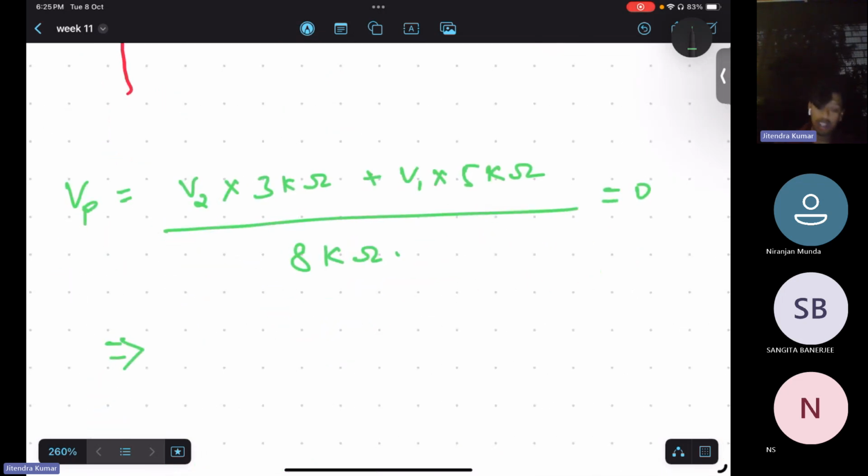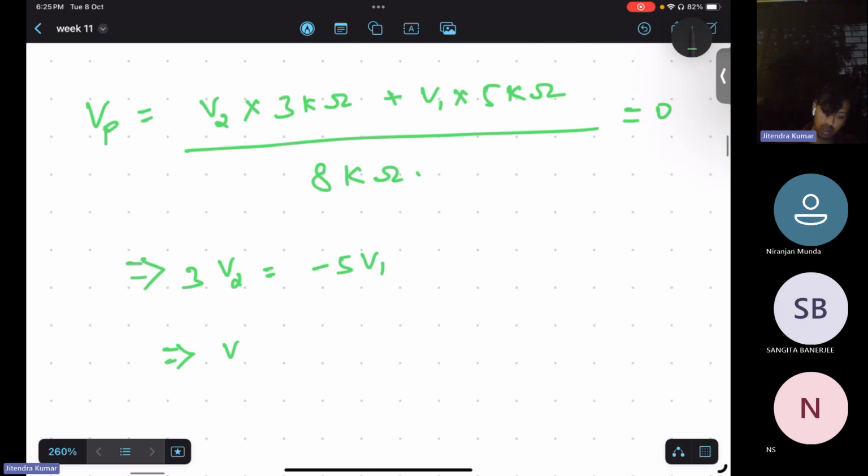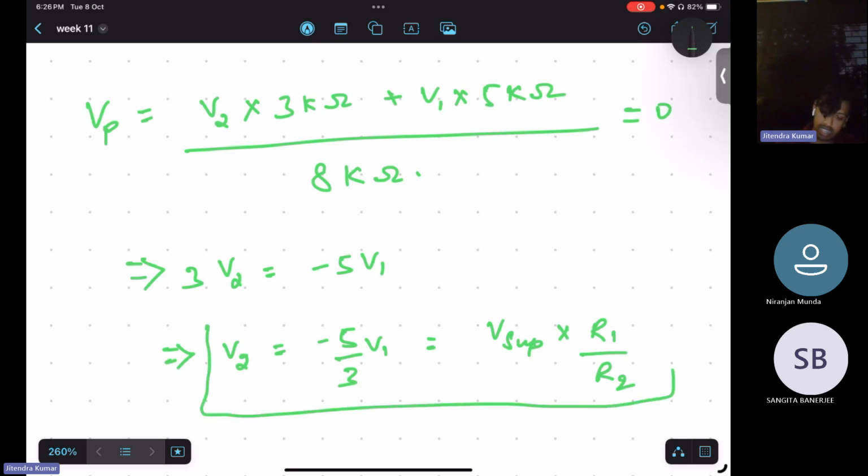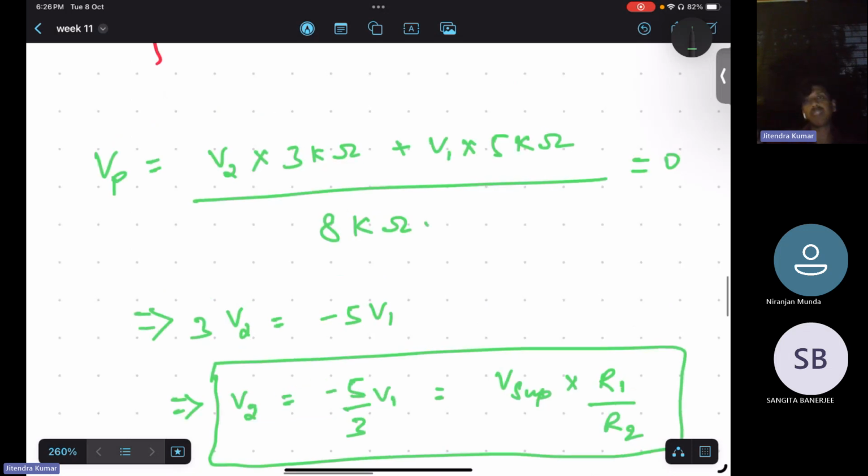And we are going to find out the value of V2 in terms of V1. 3V2 is equal to minus 5V1. So V2 is equal to minus 5 by 3 V1. It also has one expression, that V2 is equal to V supply into R1 by R2. This expression must have been taught by the professor. So this is what we can also derive just by looking at the circuit.